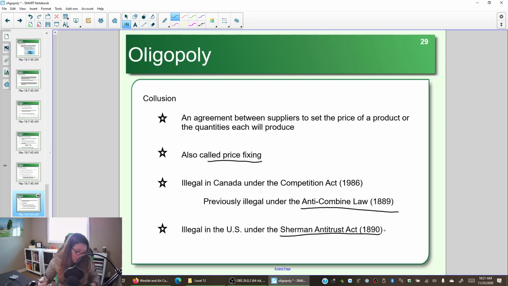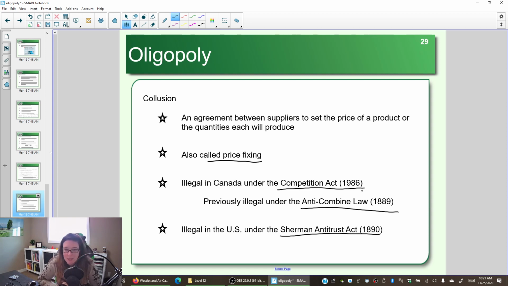In fact, the only company that was ever really charged under the anti-combine law was the American Tobacco Company. This was actually a U.S. company operating in Canada. They were accused of collusion and no longer allowed to sell tobacco products in Canada. So they were the only company that was ever really charged under the anti-combine law, and they weren't even a Canadian company. So in 1986, we created the Competition Act to replace the anti-combine law and give it some teeth.